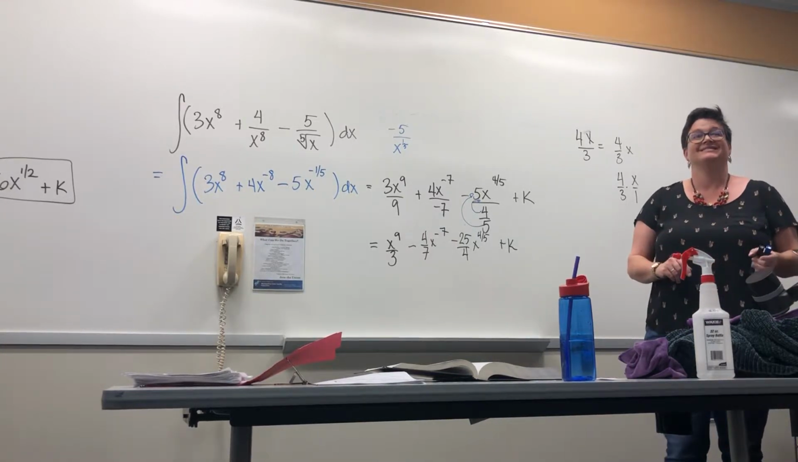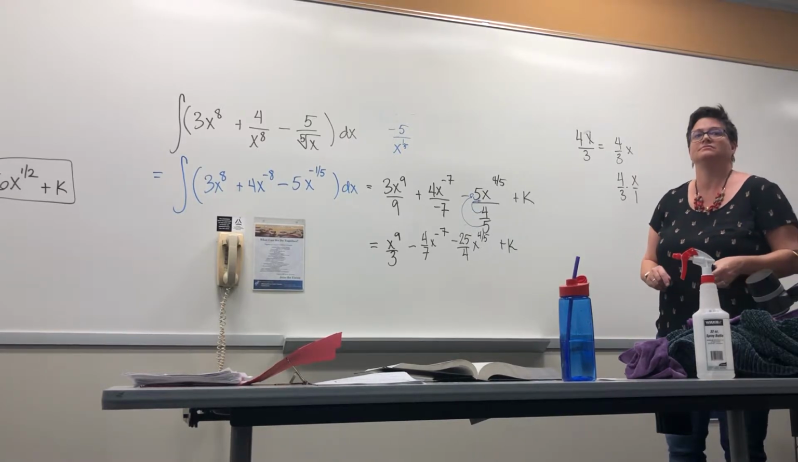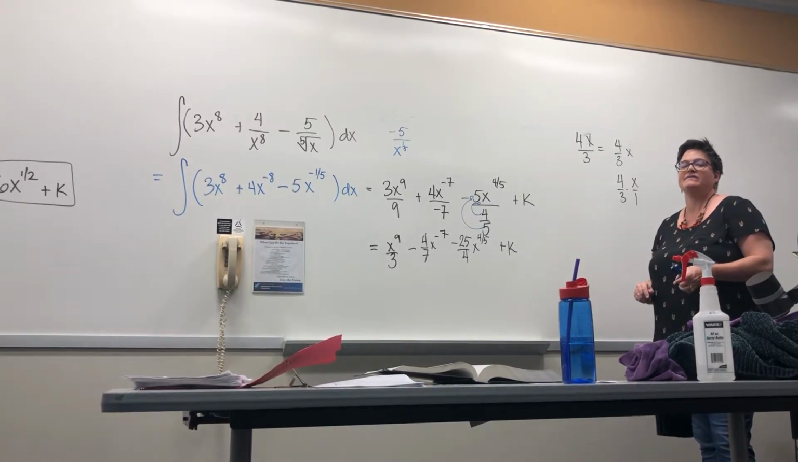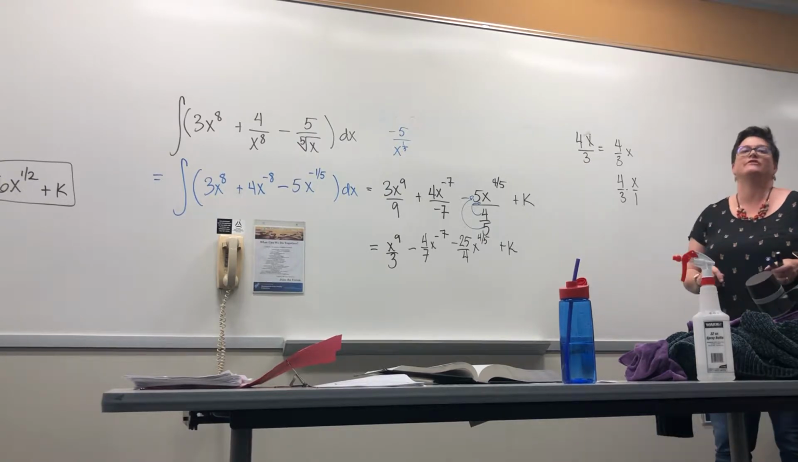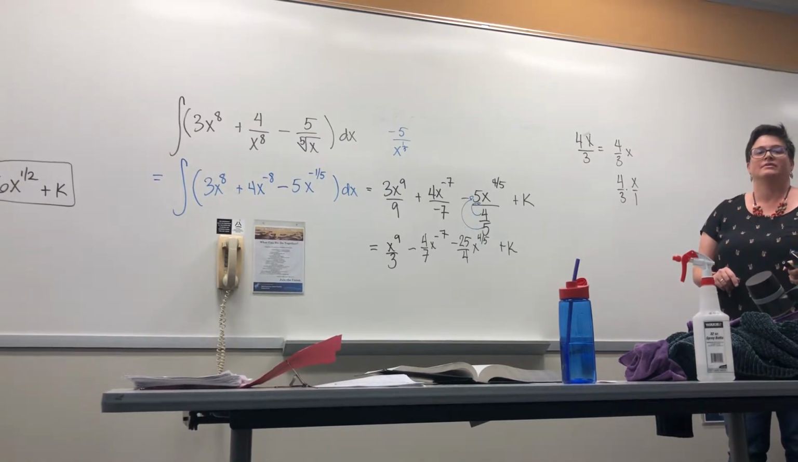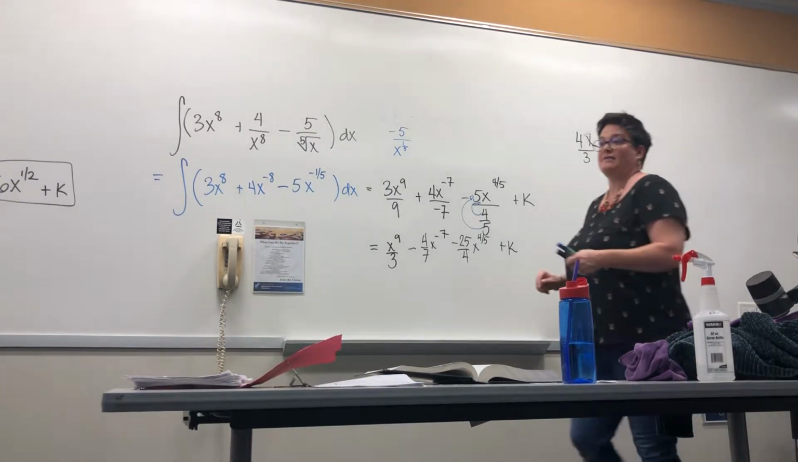Is there ever a time when there's not a K at the end? No. There's always a K, even if it's 0, you have to account for that constant. Now let's talk about where to find that constant.